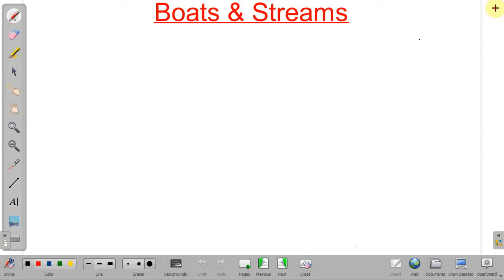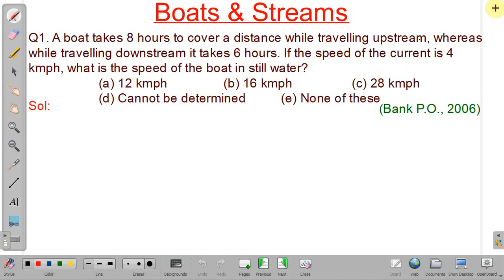In this lecture, we will discuss some important problems on the topic boats and streams. So let's start. See, in this question, it is given a boat takes 8 hours to cover a distance while traveling upstream, whereas it takes 6 hours while traveling downstream, and speed of current is given as 4 kilometers per hour. So we have to find the speed of the boat in still water.